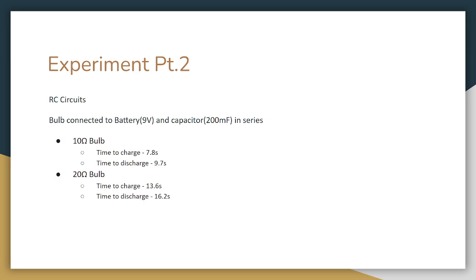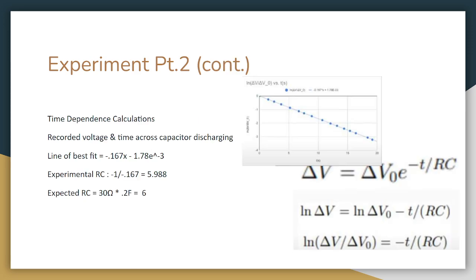In part 2 of the experiment, we're examining RC circuits. We had a bulb connected to a 9 volt battery and capacitor in series. We measured the time for the bulb to charge and discharge with the capacitor on it. The 10 ohm bulb took 7.8 seconds to charge, 7 to discharge. The 20 ohm bulb had 13.6 seconds to charge and 16.2 seconds to discharge.